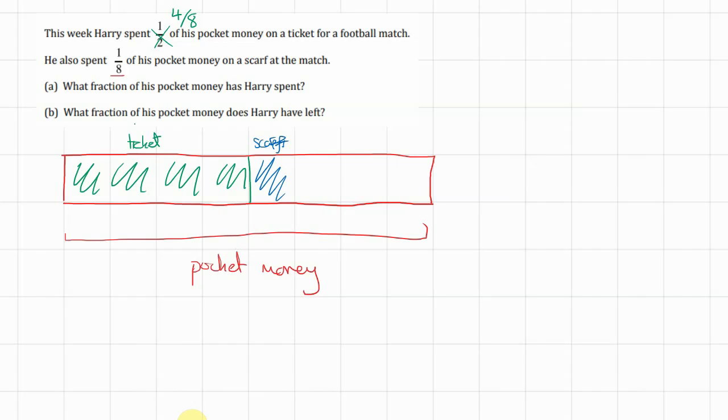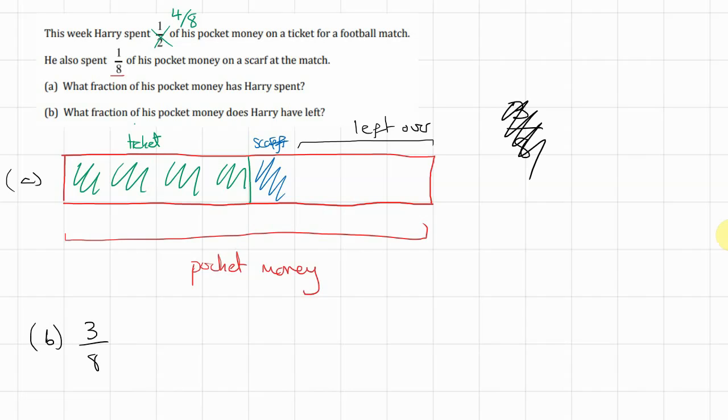What fraction of his pocket money does he have left? So what he has left are these. So what fraction does he have? Well, he's got 3 out of 8 left. And so that's part A. And part B, oh, I've answered part B. Part B is what does he have left, which is that. Sorry. And part A is what has he spent?